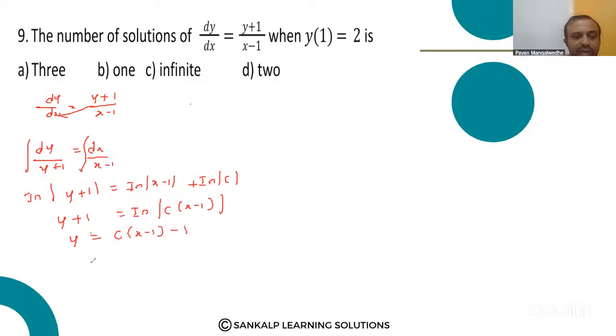So apply the initial condition. It is y of 1 is equal to 2. That is, 2 is equal to c times (1 minus 1) minus 1. So what does it give? c times (1 minus 1) is 0, 0 minus 1 is minus 1. So 2 is equal to minus 1. This will give a contradiction. Why? 2 is never equal to minus 1, and it is giving that 2 is equal to minus 1. Hence, it has no solution.